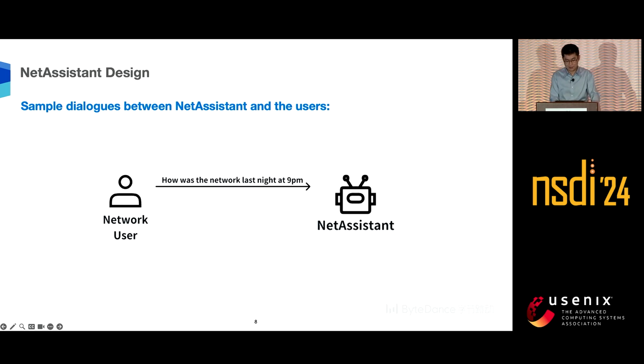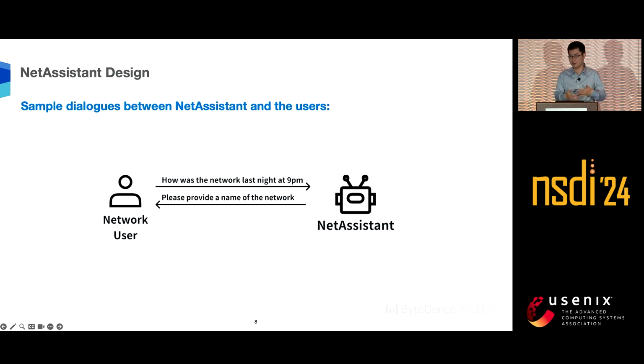Okay, and in the second dialogue, the user may be running some application and didn't notice there was an outage last night. So the user asks the bot, how was the network last night at around 9 p.m.? For the bot, the intent is very clear and it can extract the time parameter, but the objective is not that clear. So the bot can ask the user again.